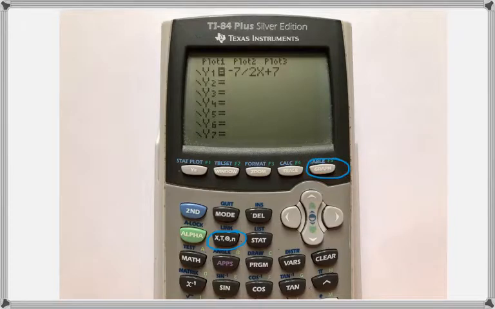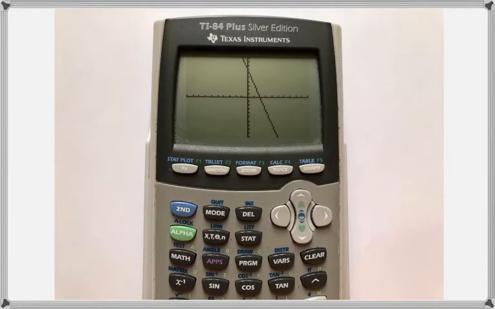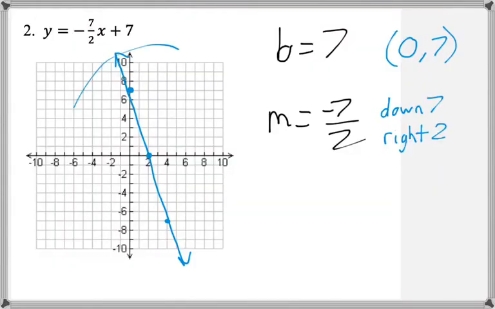So I don't need to press zoom standard like I did for number 1, because it should already be in the negative 10 to 10, negative 10 to 10 window. So this is my graph, and as you can see, it crosses the y-axis at 7 and the x-axis at 2. So it is consistent with our graph.